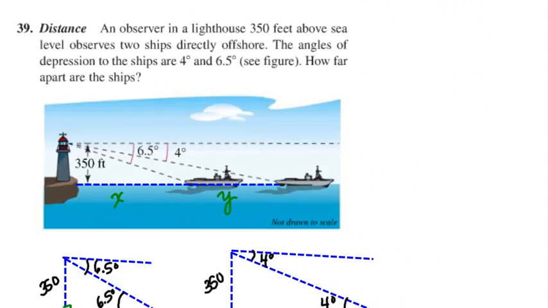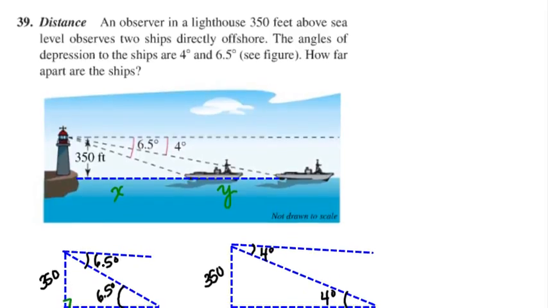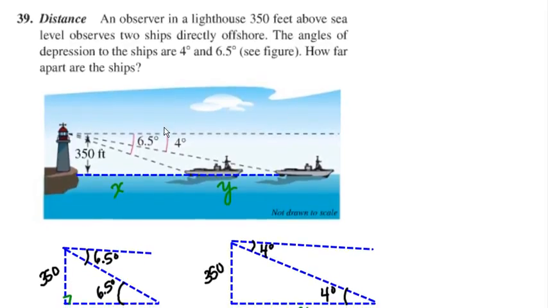And for the last problem, it is an observer in a lighthouse 350 feet above sea level who observes two ships directly offshore. The angles of depression to the ships are 4 degrees and 6.5 degrees. How far apart are the ships?